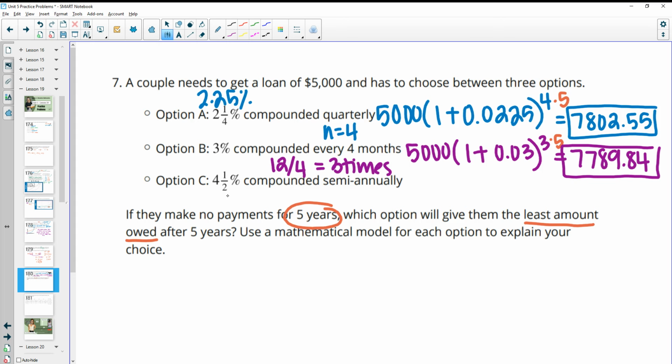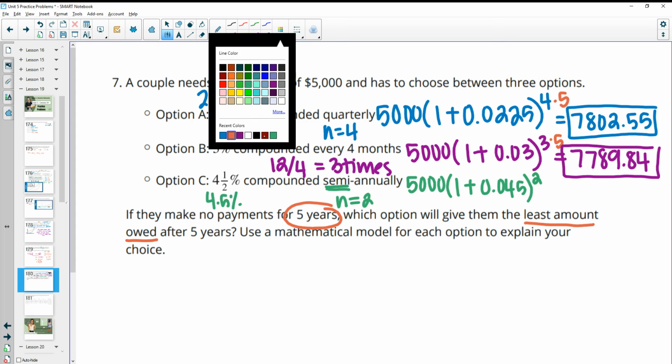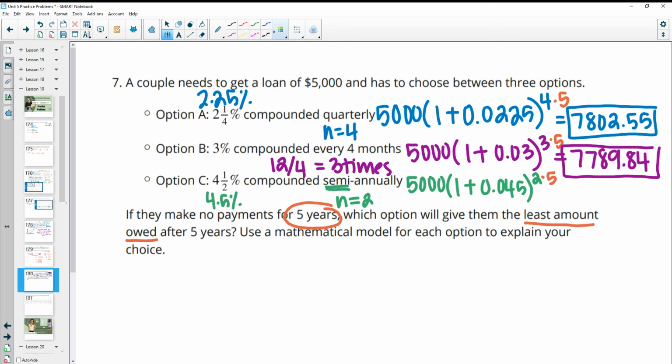Then on the final one, we've got 4.5% interest compounded semi-annually. This means twice in the year. So we're going to have that $5,000 initial deposit. Then we're going to have 4.5% as a decimal, which is 0.045, compounding 2 times per year for 5 years. So then we'll type this into our calculator and we get $7,764.85 for that option.